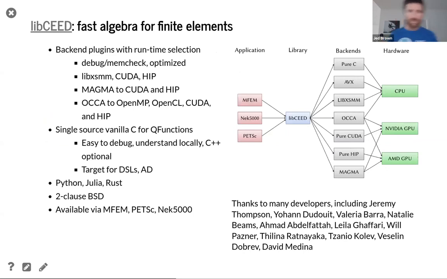So libseed, we say it's fast algebra for finite elements. And it allows applications and higher level libraries to call into libseed and at runtime select what kinds of algorithms do we want to use and on what kind of devices. And libseed makes it so that we can apply the operators fast, and we can also get these ingredients that are needed for preconditioning.